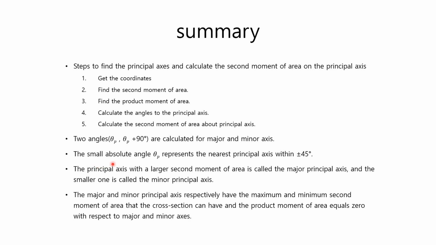The small absolute angle, theta p, represents the nearest principal axis within plus minus 45 degrees. The principal axis with a larger second moment of area is called the major principal axis, and the smaller one is called the minor principal axis. The major and the minor principal axis, respectively, have the maximum and the minimum second moment of area that the cross-section can have, and the product moment of area equals 0 with respect to the major and the minor axis.